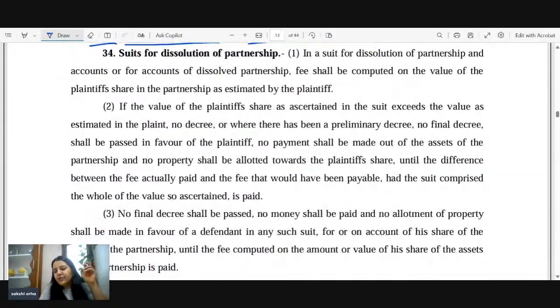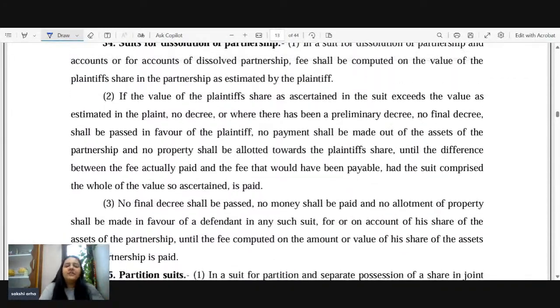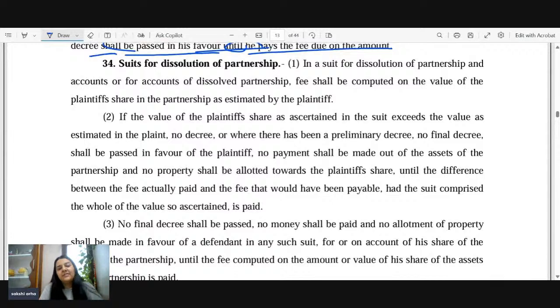Suits for dissolution of partnership. Now, when a partnership is dissolved, okay, a partnership firm is dissolved and you're filing a suit for that, तो उसमें कैसे fees decide होगी? In a dissolution of partnership, fee shall be computed on the value of plaintiff share in the partnership. जो plaintiff का share है उसके ऊपर value decide होगी.